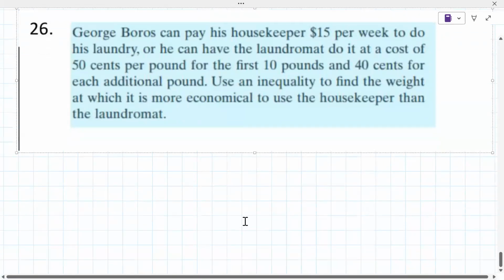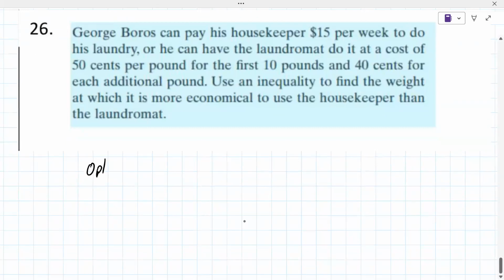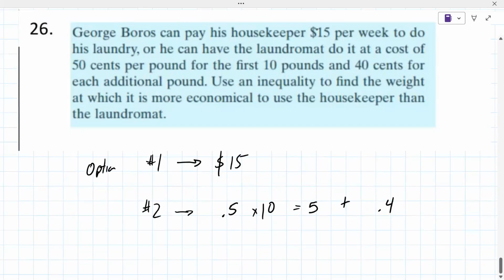So the idea here is that there's two options. Option number one is that $15 is your cost. Is that clear where I got that from? Okay. Option number two is 50 cents, or 0.5, for the first 10 pounds. Let's just say he does 10 pounds. That's $5 plus 40 cents for each additional pound over 10 pounds.